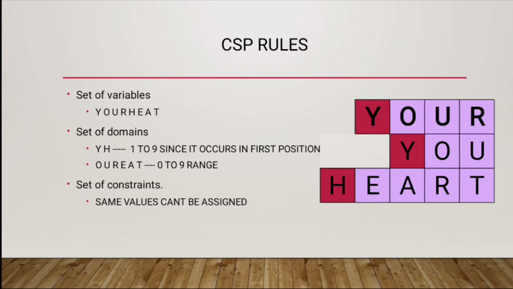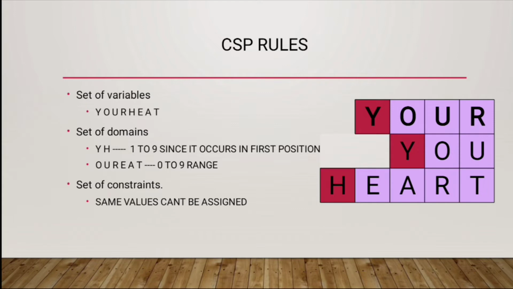Next comes the set of domains. The set of domains has some rules, that is Y and H should have a value ranging from 1 to 9. Why? Because that is the starting position of a word. In case of YOUR, Y is a starting position. In case of YOU, Y is a starting position. In HEART, H is a starting position. So these variables can possess a value from 1 to 9. In other cases, the other variables can hold a value from 0 to 9.